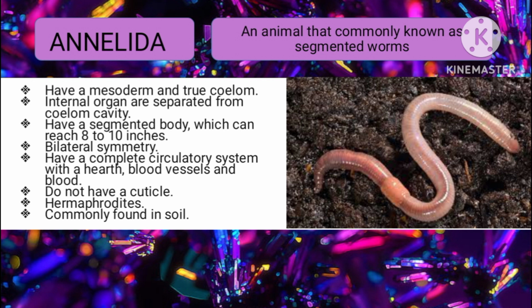They have a segmented body which can reach 8 to 10 inches and also have bilateral symmetry, the same as nematoda. They have a complete circulatory system with a heart, blood vessels, and blood. They do not have a cuticle and they are hermaphrodites, which means they have both male and female reproductive systems in their body. They are commonly found in soil.